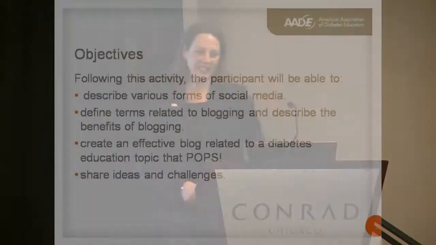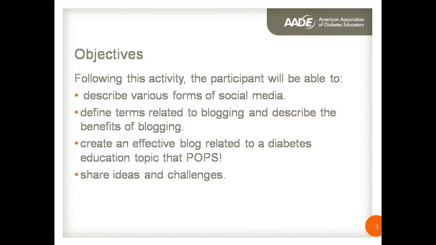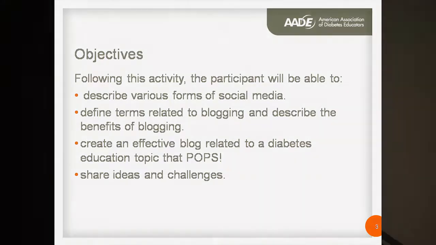So, within the next hour, you will be able to describe various forms of social media, go through different terms related to blogging, and describe the benefits for your roles here as a blogger, or to get somebody else to blog. That will be a theme. We're going to go through an exercise to help get you started on creating an effective blog that's related to diabetes education that pops, and then we'll have some time to share ideas and challenges.